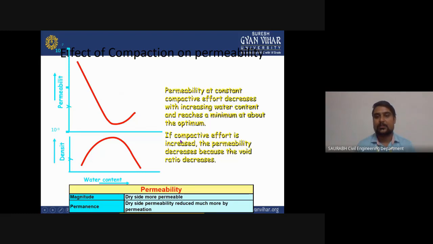Effect of the compaction on permeability. This graph is showing the effect of the compaction on the permeability.